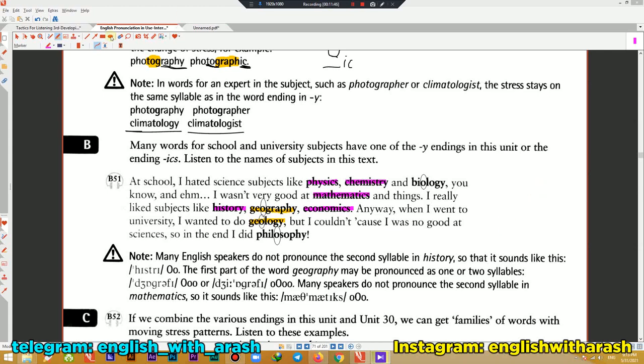Yeah, so you see, these are very important because especially you talk about them a lot if you're a student. So I'll put the stress patterns for you. Physics, chemistry, mathematics, biology, economics, history. Physics, chemistry, history: the stress is on the first part. Da-da, physics. Da-da-da, chemistry. Da-da-da, history. And these words are the same: geography, geology, philosophy, biology. So you can learn them together.